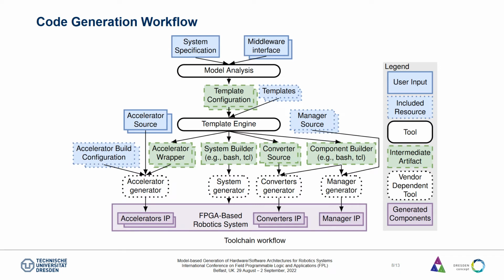The workflow of the proposed toolchain is shown here. In the model analysis, the information to generate the different converters, wrappers for accelerators, and tailored scripts to deploy automatically the architecture is deduced only from the system specification. All required information that is not explicitly defined is derived by doing data type and data flow analysis of the messages, types, and connections of the components.